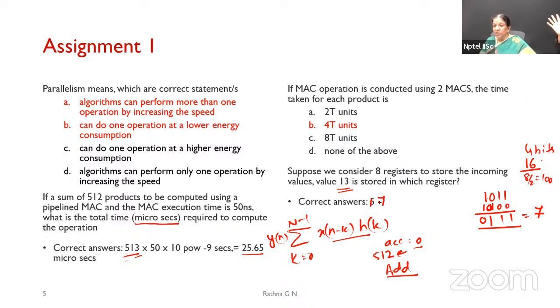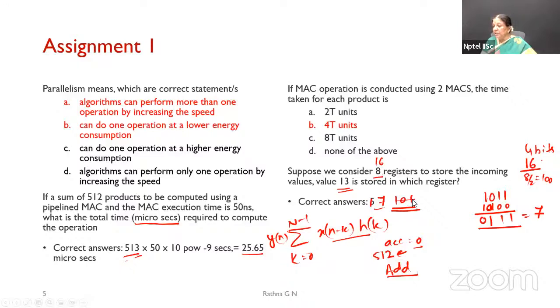It was corrected as 5. Maybe we have taken a different way here, but it is okay. We have corrected it as 101. 13 cannot be represented in 8 bits, it has to be in 16 bits. So the registers should have been 16 registers basically. So there was an error in the question, so it has been ignored. So if we consider this, the answer will be 7 in this case.